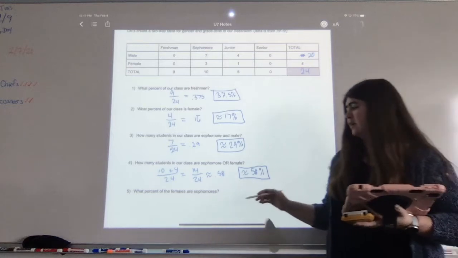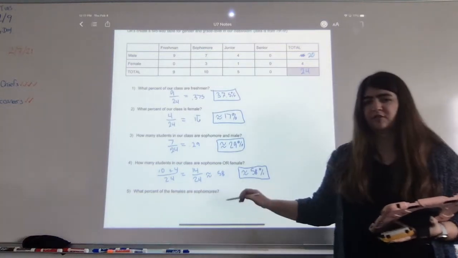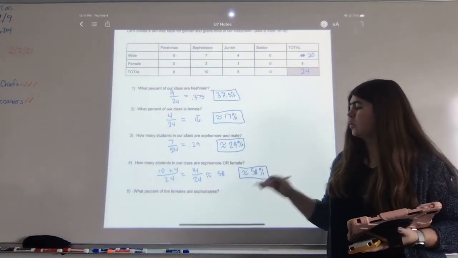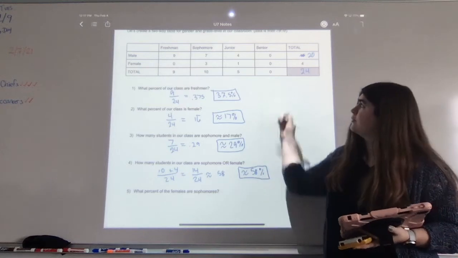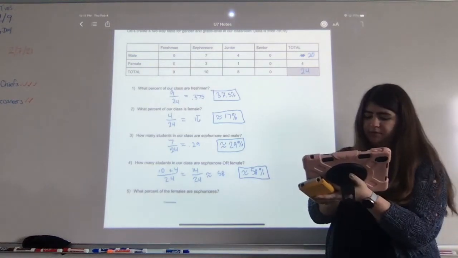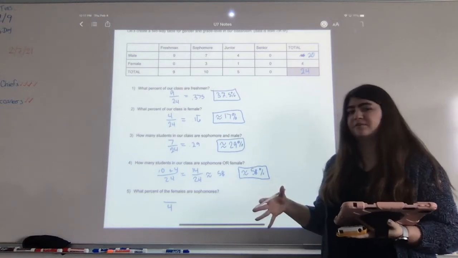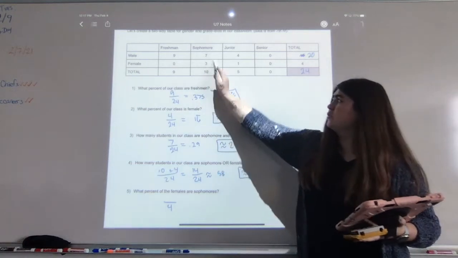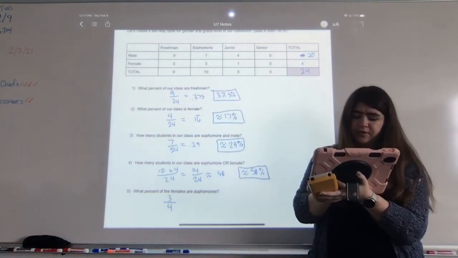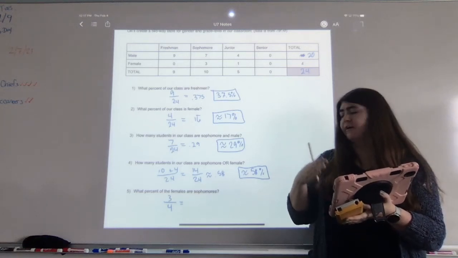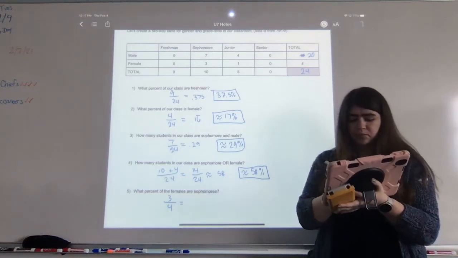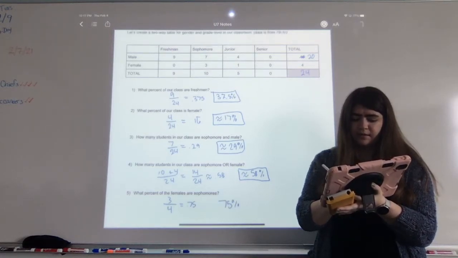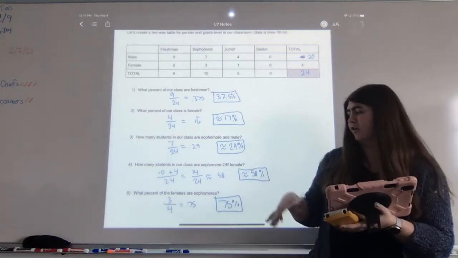Then number 5, it says what percent of the females are sophomores. So this time, we're not looking out of our total class, we're looking out of our total number of females. So if we look at our females, there's 4 total females, and we want to know what percent of those females are sophomore. So if we come up here and look at our females in the sophomore category, there's 3 of them. So I have 3/4 of the females in my 7th hour class are sophomores, which is 75 or 0.75. So that is 75% of the females in my 7th hour are sophomores.